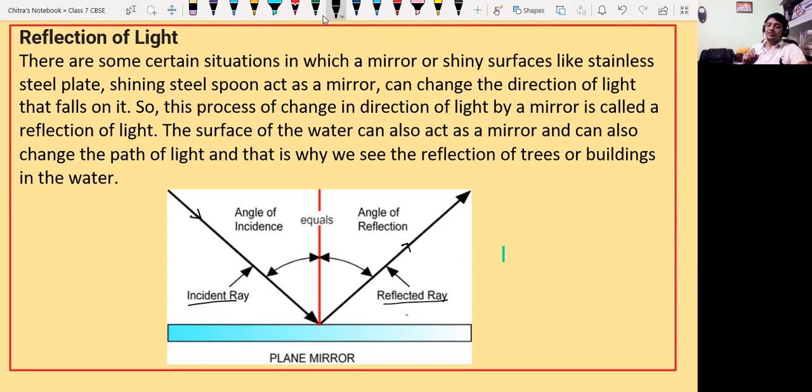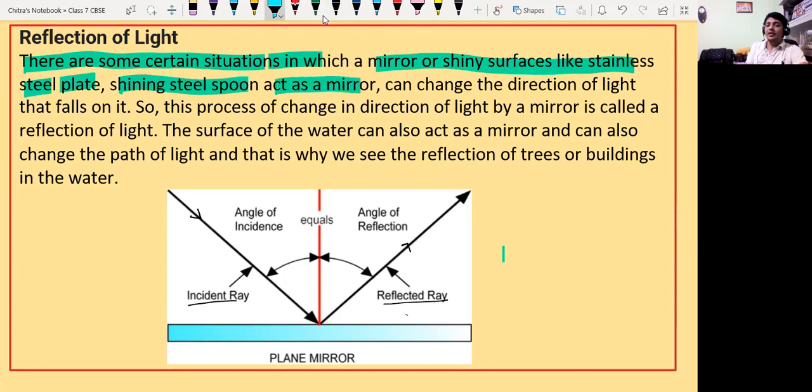So when light rays are incident on any surface and reflect back into the same medium, then it is called reflection of light. Very simple. Okay, so let's discuss the points I've given here. There are certain situations in which a mirror or a shiny surface like a stainless steel plate or a shiny steel spoon acts as a mirror, and that can change the direction of light when light falls on them.